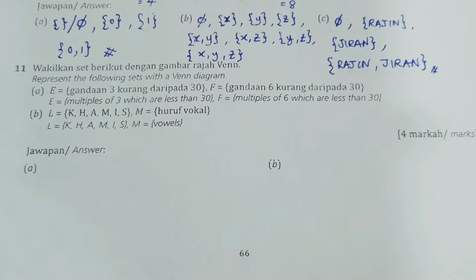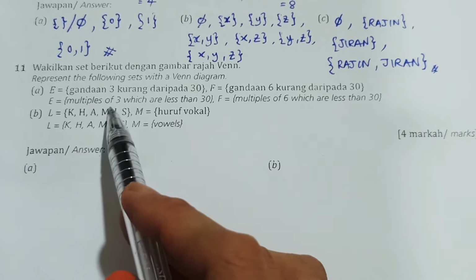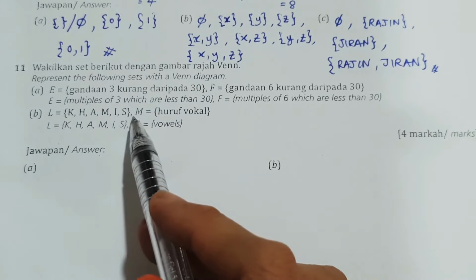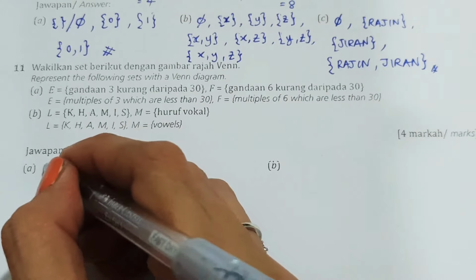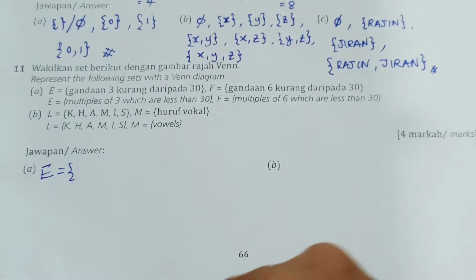Now next, represent the following sets with a Venn diagram. We have to draw. Now we have E. E is the multiples of 3, which are less than 30. Okay, and F is the multiples of 6, which are less than 30. So let us list them out. Listing is always easier for us to see.